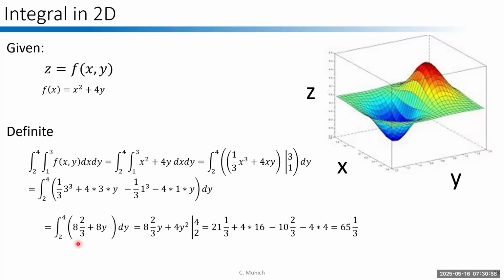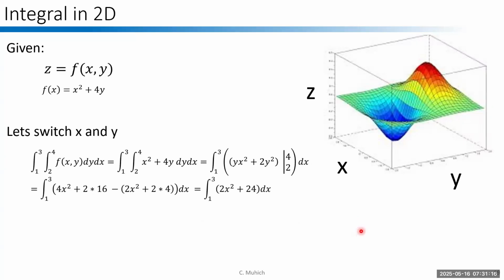What's the antiderivative of 8 2/3? Well, it's 8 2/3 y. What's the antiderivative of 8y? Well, it's 4y squared. And I'm going to go from 2 to 4. I can do out this math, and we'll end up with 65 1/3.